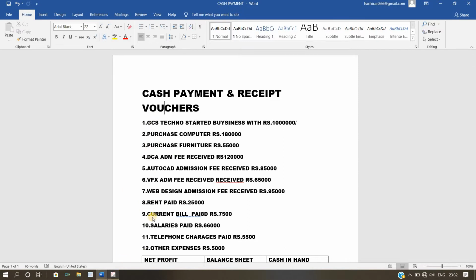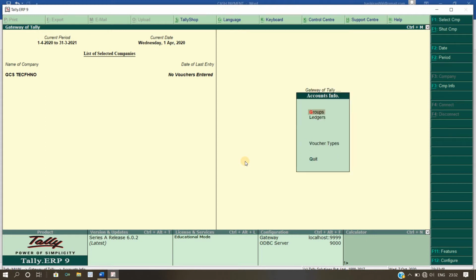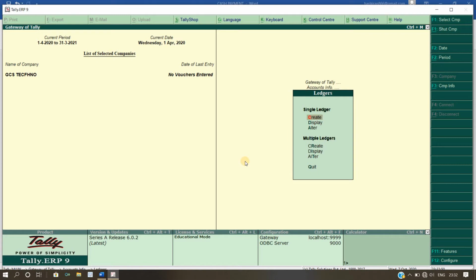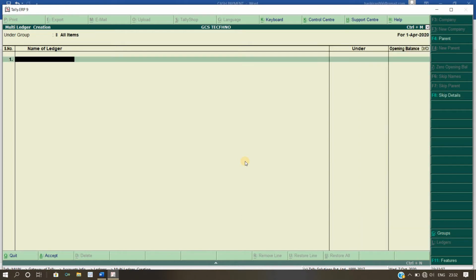Okay, let's create. For the first one, GCS Techno started business with amount 10 lakhs, right? Let's open this. Okay, and I want to create ledgers now. Go into account info, ledgers, and now I want to create multiple ledgers. Okay, create and all items, and first we have to create the capital account.